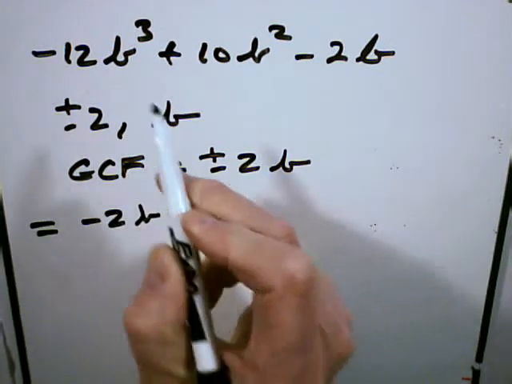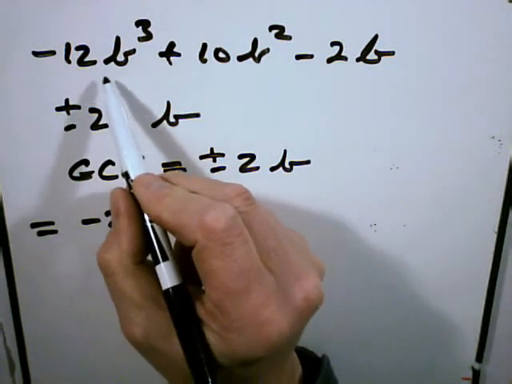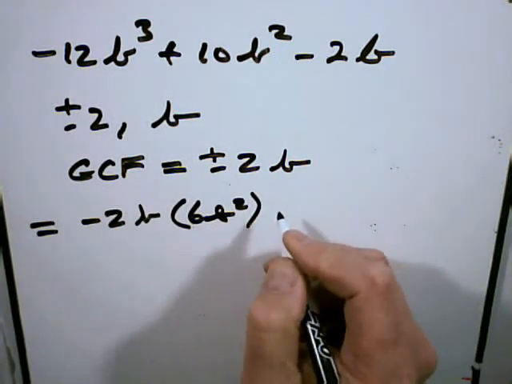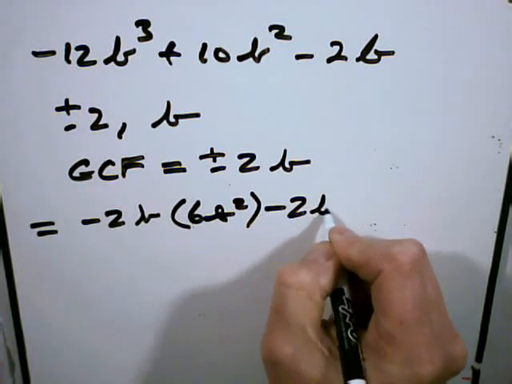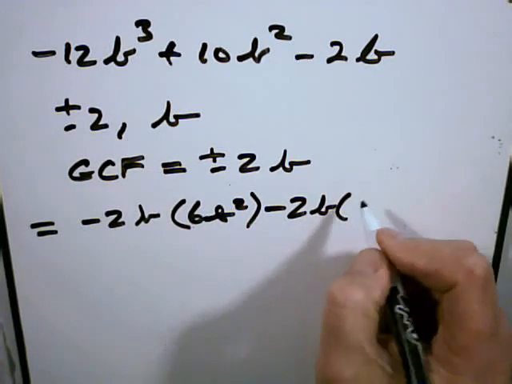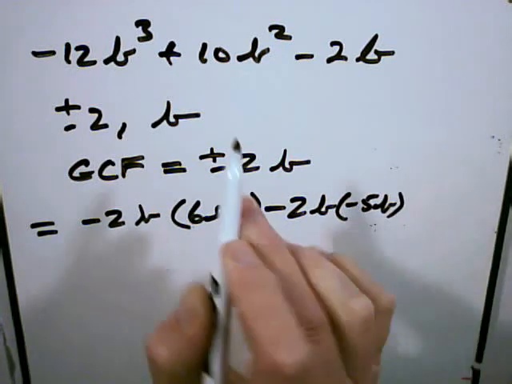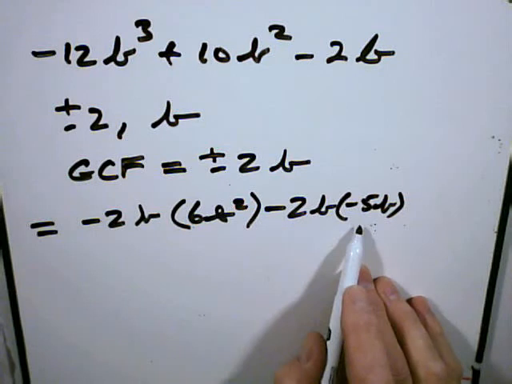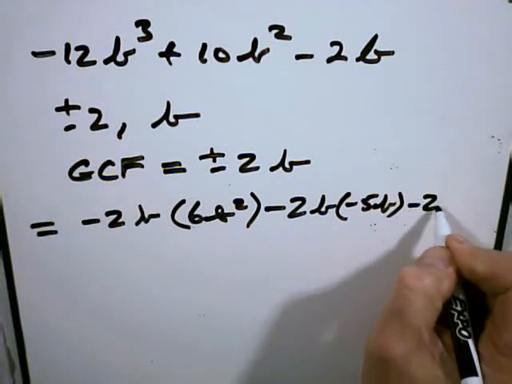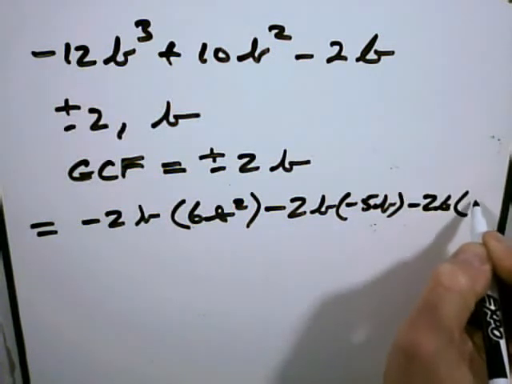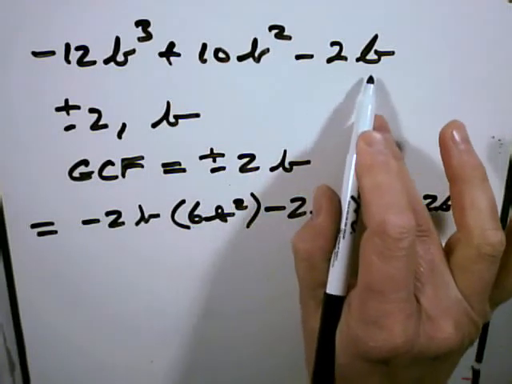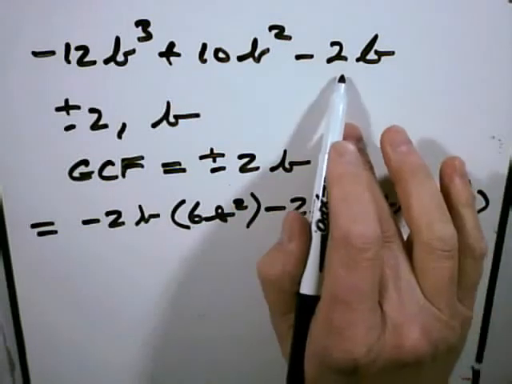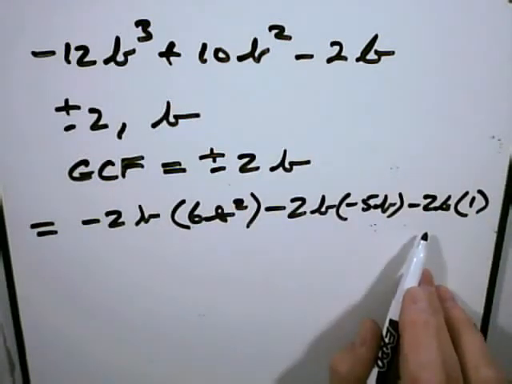And let's see, what's left over in that first term after we pull out negative 2b? Well, 6b squared. Okay, the second term, if I pull out the negative 2b, I'm going to be left with negative 5b. Can you see it? If you pull out negative 2b from 10b squared, you're left with negative 5b. And then finally, minus 2b, I'm going to be left with just 1. And that's okay to have a 1 in there. That means that the entire term was the greatest common factor.